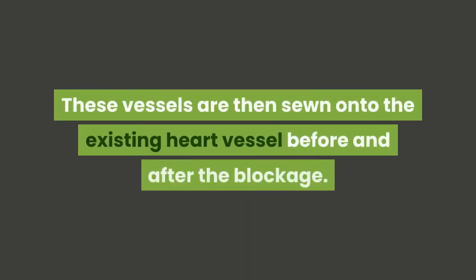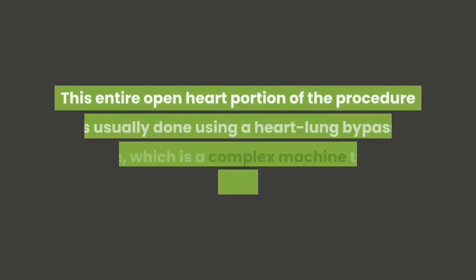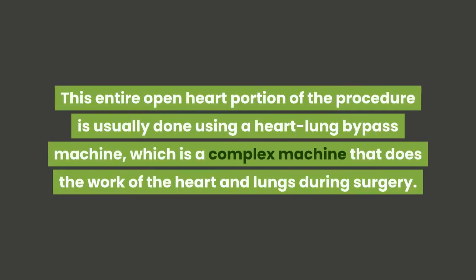These vessels are then sewn onto the existing heart vessel before and after the blockage. This surgical fix is not unlike a quick detour your car takes to avoid an accident, with the blood literally being routed around the blocked vessel. This entire open heart portion of the procedure is usually done using a heart-lung bypass machine, which is a complex machine that does the work of the heart and lungs during surgery.